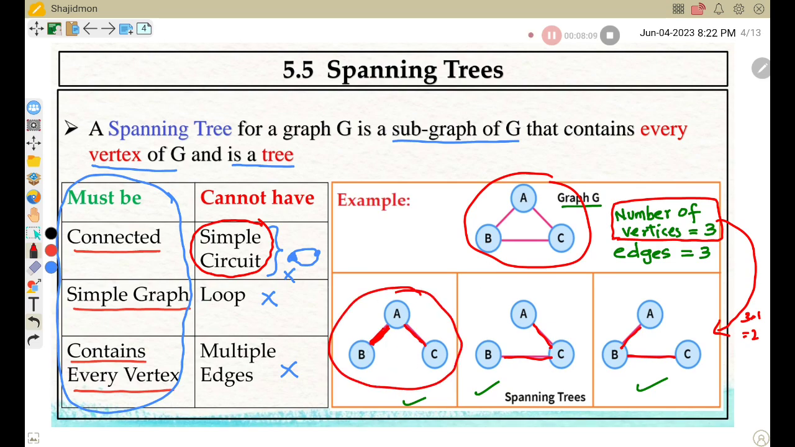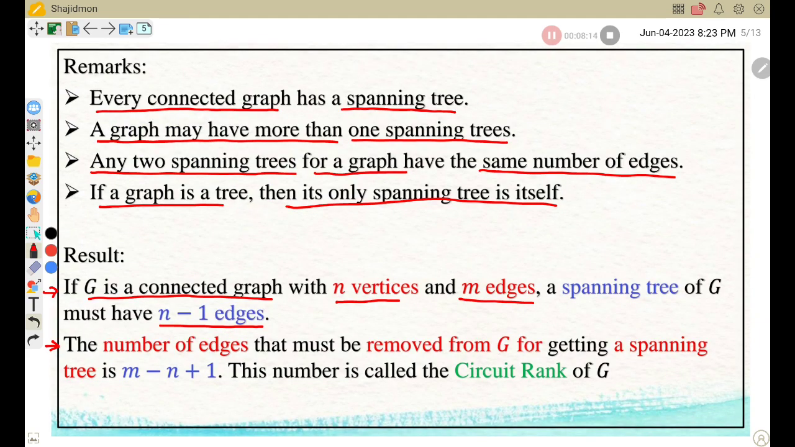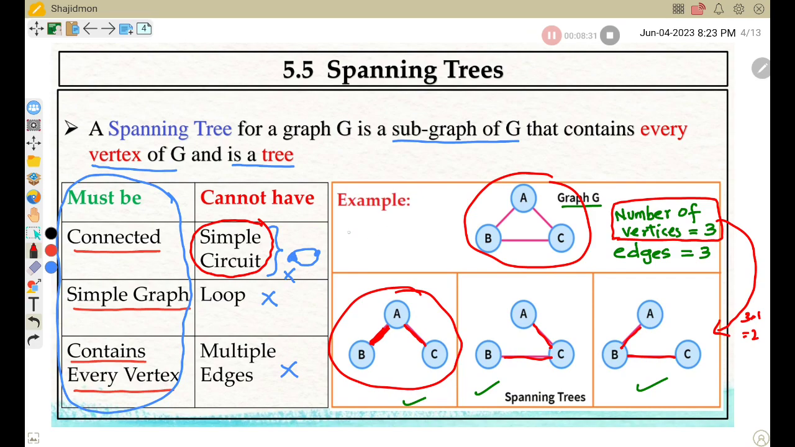We are keeping only two edges. One edge we removed. So how are we checking that? How many edges do we need to remove? The number of edges that must be removed from a graph for getting a spanning tree is m minus n plus 1. m means number of edges of the graph, n means number of vertices of the graph. So for example, here you can check it. How many edges are there in this graph? 3. And how many vertices are there? 3, correct?